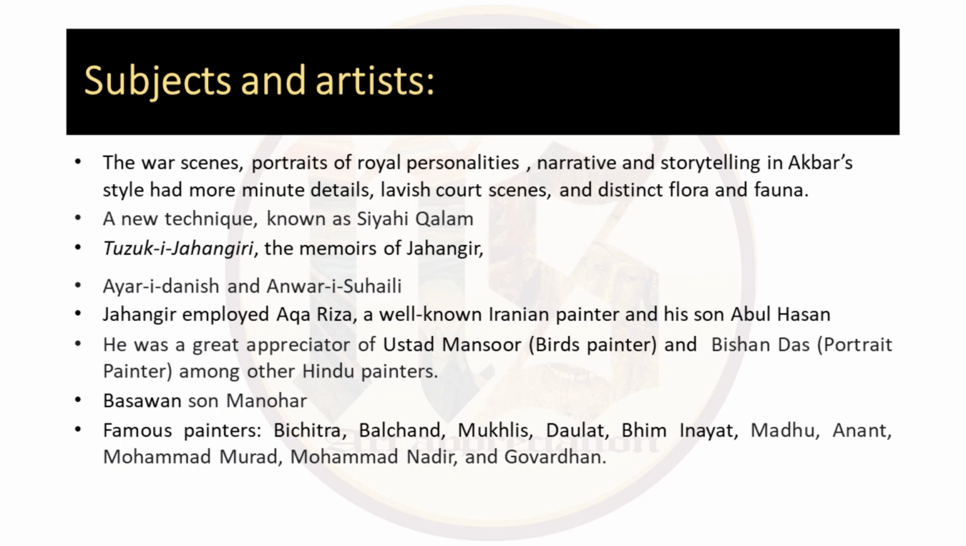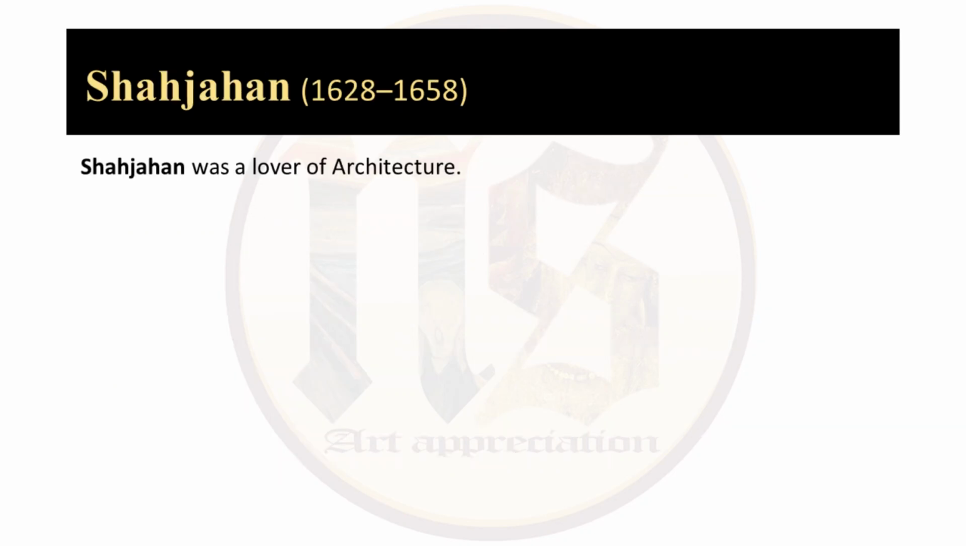Then Basavan's son Manohar was also very famous during Jahangir, and other artists are Bichitar, Balchand, Mukhlis, Daulat, Bhim, Inayat, Madhu, Anant, Muhammad Murad, Muhammad Nadir and Govardhan. Then comes Shah Jahan. We know him for Taj Mahal and Red Fort. He has left his mark in architecture, and the art of painting that developed during Jahangir, in Shah Jahan's time, it became more decorative, it became more grand because he wanted to leave his mark on it. So everything was beautified more and there were more fine lines in everything.